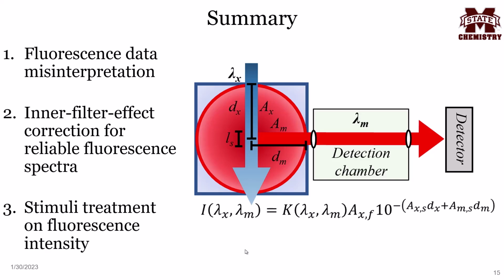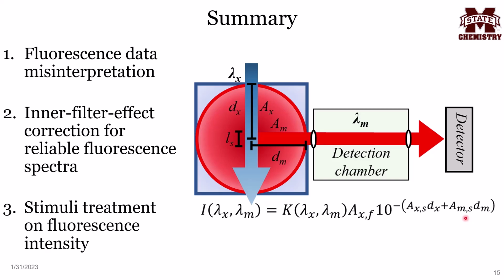Finally, we rearranged our model to study the impact of stimuli treatment, specifically temperature, on the fluorescence intensity and quantum yield. Accurate determination of the wavelength-specific quantum yield has never been achieved before and could drastically improve material design for solar cell, nanoelectronics, and fluorescence sensing applications.